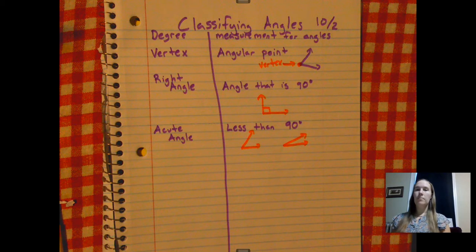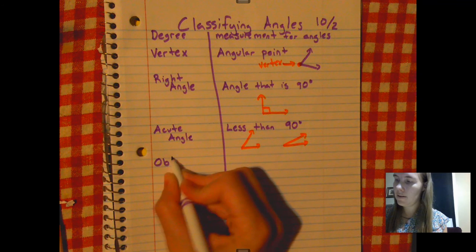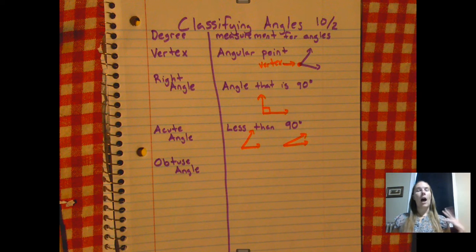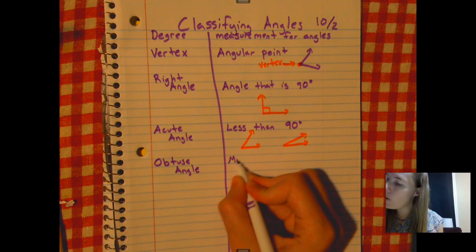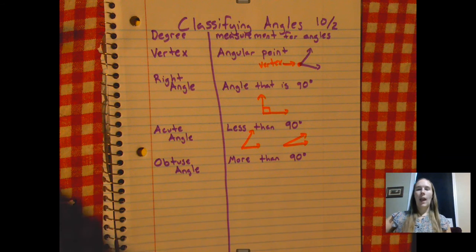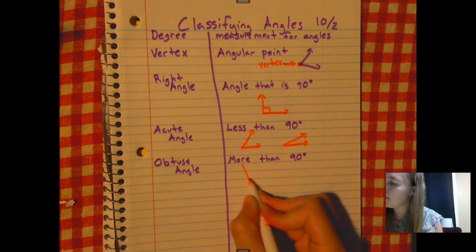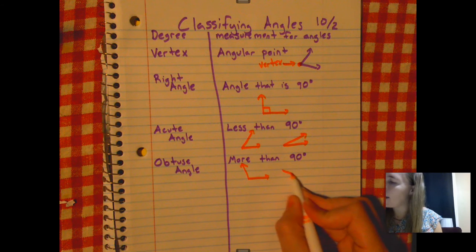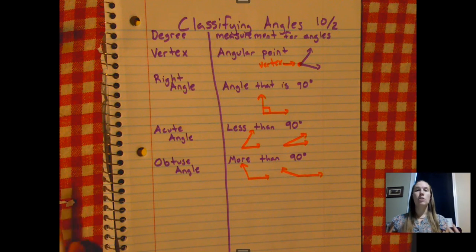The next angle is the opposite of that. It is our obtuse angle. And seeing as it's the opposite, it's not less than 90 degrees, it's more than 90 degrees. And what these look like is they are wider. So they can look something like this. This is more than that 90 degrees, or they can be super wide and something like this. Those are both examples of obtuse angles.